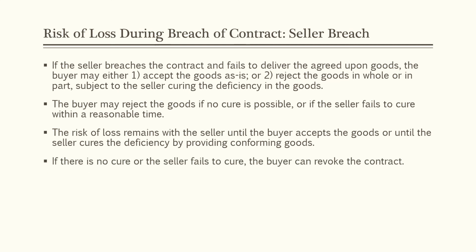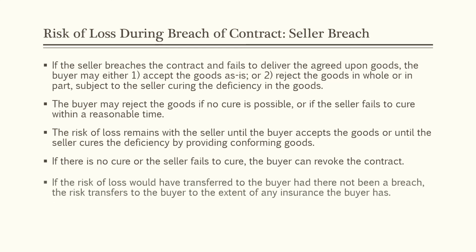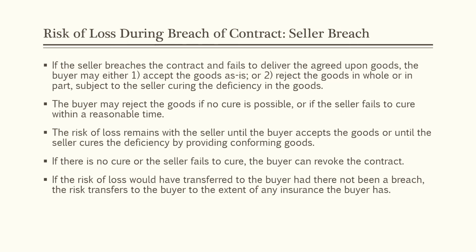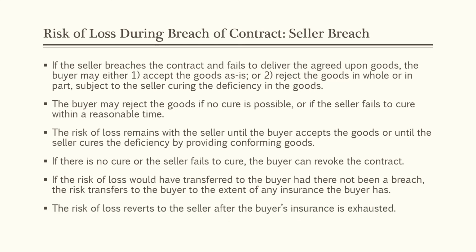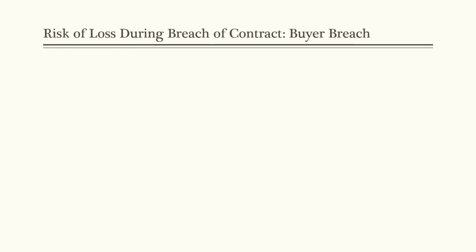If there's no cure or the seller fails to cure, the buyer can revoke the contract. If the risk of loss would have transferred to the buyer had there not been a breach, then the risk transfers to the buyer to the extent of any insurance the buyer has. The risk of loss reverts to the seller after the buyer's insurance is exhausted. We'll end this session by discussing risk of loss during breach of contract when the buyer is the breaching party.